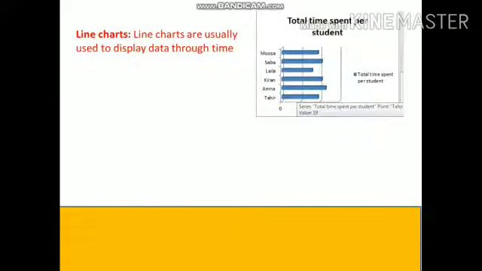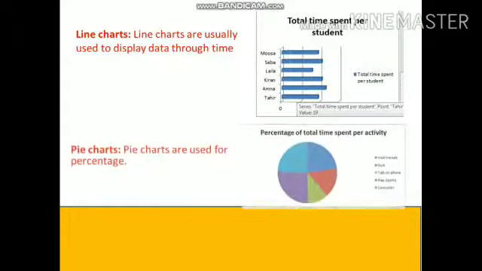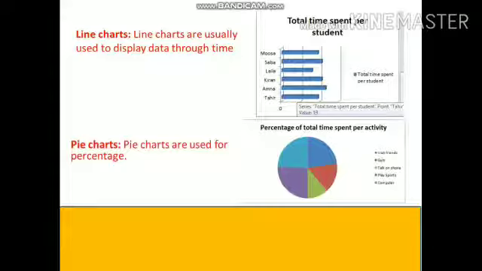We have another one, line charts. Line charts are usually used to display data through time. And the next one is the pie chart. Pie charts are usually used for percentages. If we want to show percentages, we have to use pie charts.